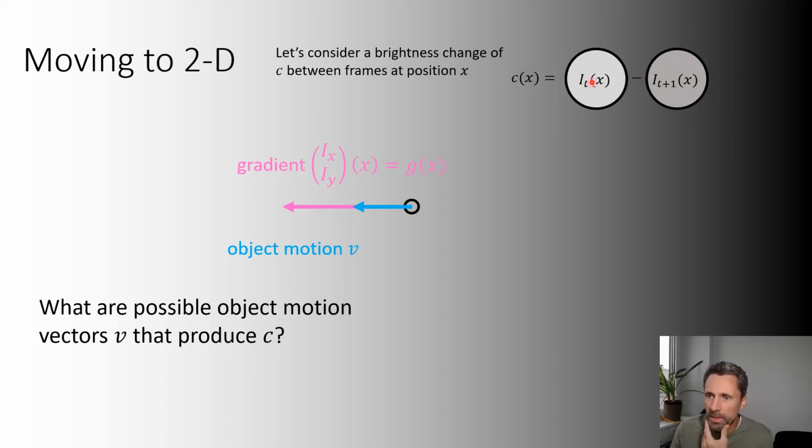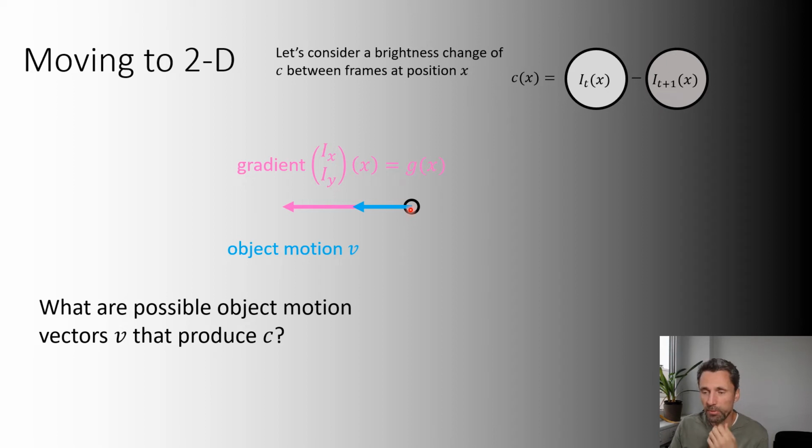First, let's consider again a brightness change that we call C for change between frames at a certain position, right? So let's say at that point here, I zoomed in a little bit. First it was a little brighter, and now it got darker. And our gradient that we call G here is just the vector of our image gradients that we call I subscript x and I subscript y at that location x. The object motion, let's call it v, is also a vector in x and y. So what are possible object motion vectors v that could produce c, the brightness change?